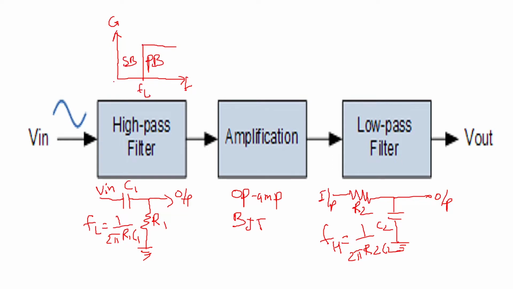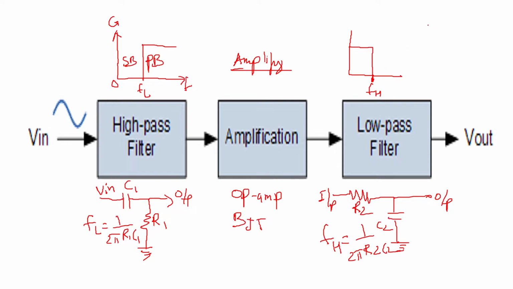Okay, this is from 0 to FL, which is stopped, and then you're passing. Then you're going to amplify here, with the op amp. And after amplification, you are doing low pass filtering. Low pass filtering we are going to do like this. It will start and it will end. Now this ending point will be called FH, the high cutoff frequency.